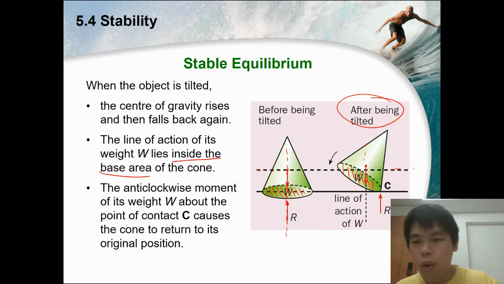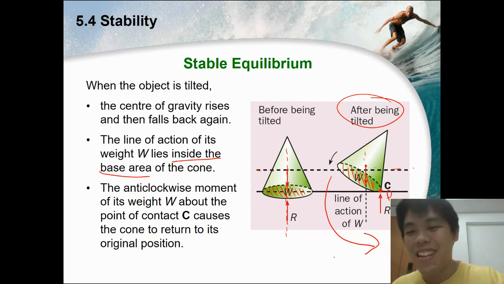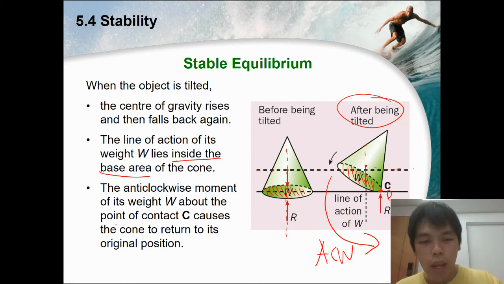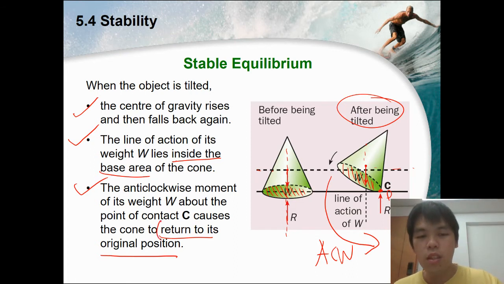If it's inside, what will happen? This here is the pivot. The weight will come down. Can you see that it will cause a turning effect, clockwise or anti-clockwise? Anti-clockwise, so it has an anti-clockwise moment. The weight will cause the cone to return to its original position. So if you can satisfy this criteria, where the center of gravity rises and then falls back down, and the line of action of the weight lies inside the base area, it will have an anti-clockwise moment, then it is considered a stable equilibrium. It does not have to be anti-clockwise, it can be clockwise, so long as it returns to its original position.